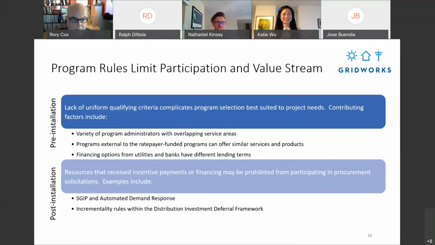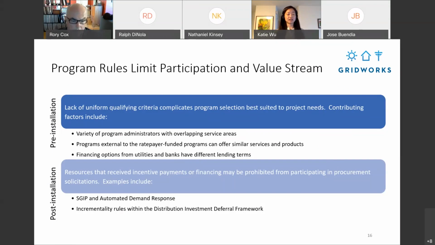So apologies for all the text, everyone, but I do think it's important to be plain and clear about the program rules, which as they are currently set up, can limit participation and the value stream on both a pre-installation and post-installation basis. On a pre-installation side, if you are a customer or developer or contractor, the lack of uniform qualifying criteria across programs makes it difficult to select the one that best suits your project needs.